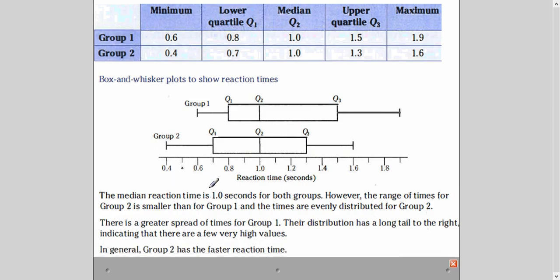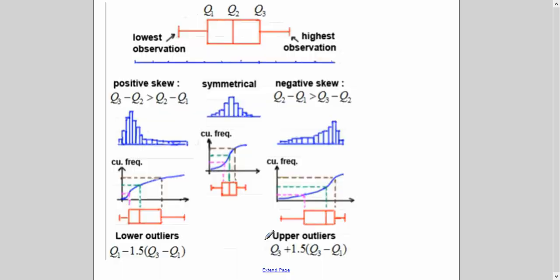The median reaction time is 1 for both. So if you are commenting only in terms of median, then they look the same, but actually they are not. The range of time for group 2 is smaller than for group 1. Greater spread in group 1. So in this scenario, greater spread is not a good thing. When the data is close to each other, it shows consistency in the data. So this is why they are saying group 2 is a better group in this game.